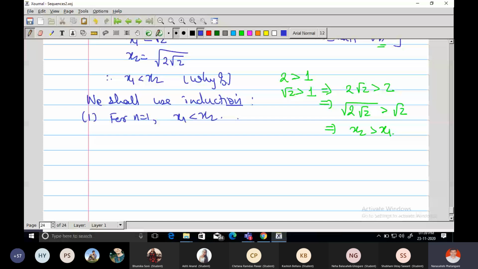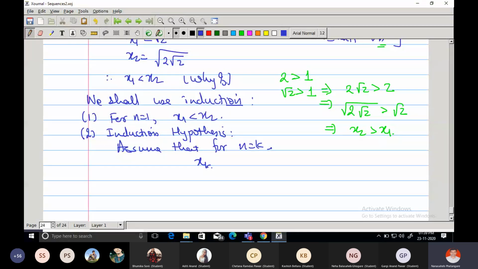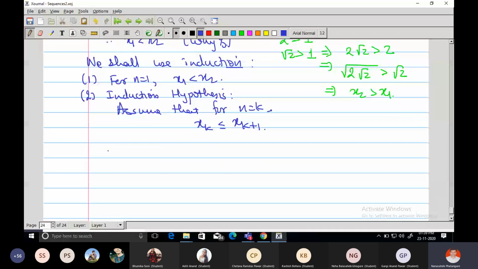What is the second step? What is the induction hypothesis? Assume that for n is equal to k, the statement is true. For n is equal to k, xk is less than or equal to xk plus 1. This we are assuming, for k a particular number, and for a particular step we are assuming. And what is the third step? Inductive step.